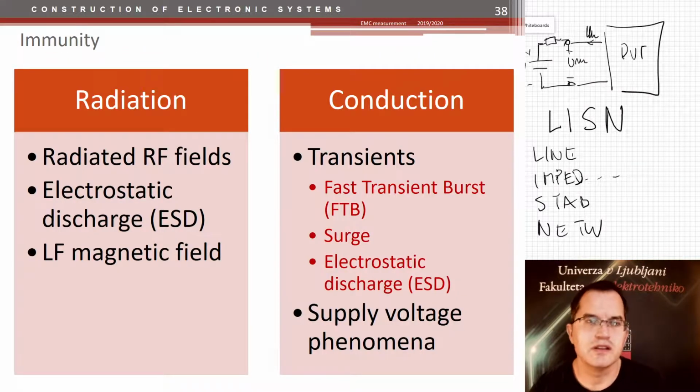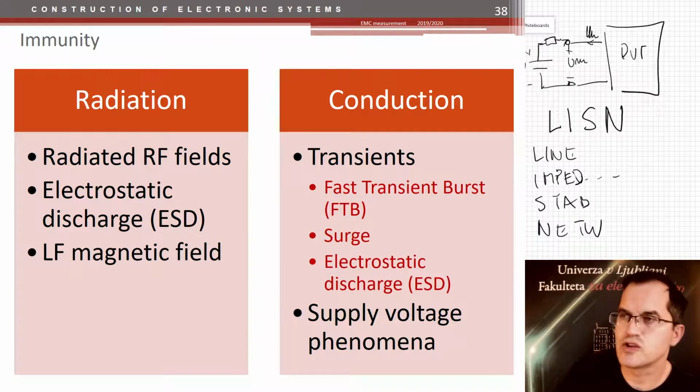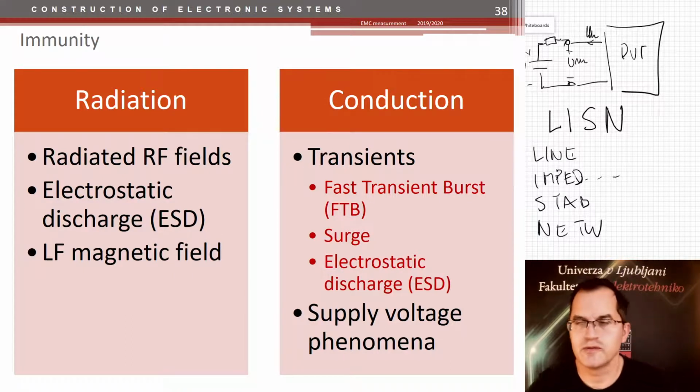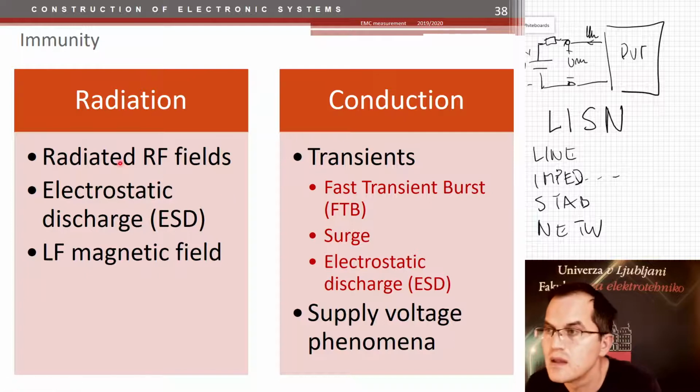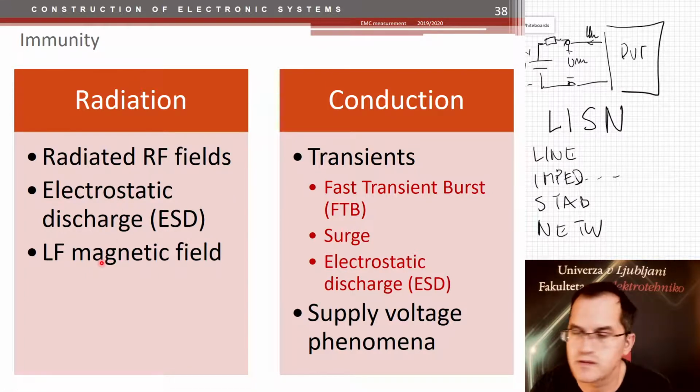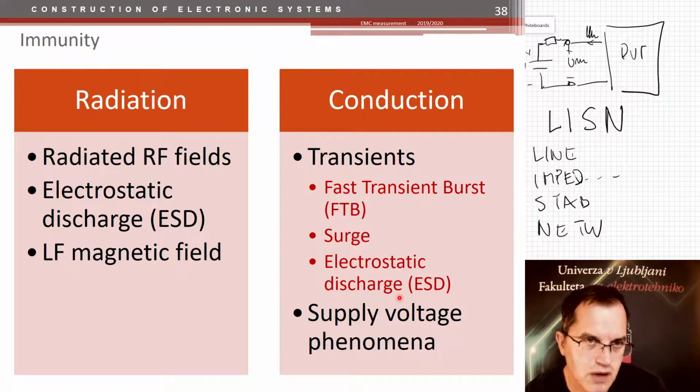What about immunity? With immunity measurements, you have two fields of immunity: radiation and conduction immunity. Radiation noise comes through the air and conduction comes from the cables again. In radiation immunity, you have radiation fields, electrostatic discharge, and low frequency magnetic fields. And in conduction, you have different transients and supply voltage phenomena. Let me go through it a little bit just to acquaint you with it.